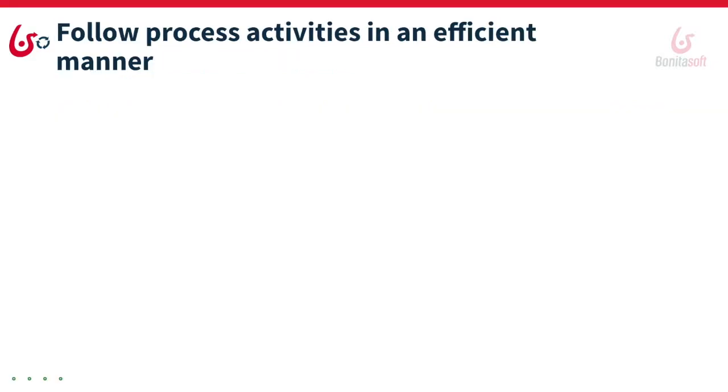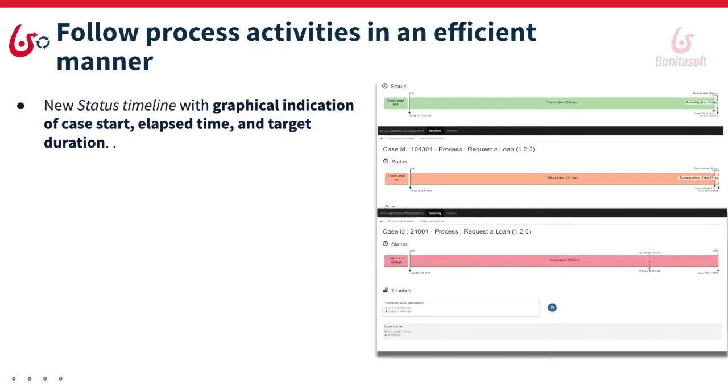As an operator or manager of a loan service, for example, you need to be able to quickly identify the actions to be taken. To make it easy to track the activity, we added a status bar, providing the predictions information graphically. As you can see, it includes the graphical indication of the start case, elapsed time, and target duration, for example.